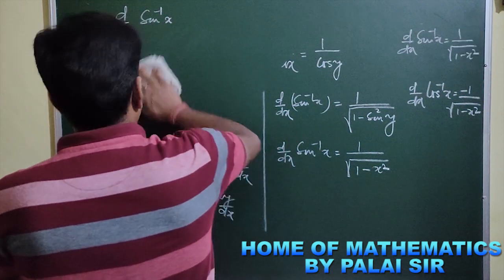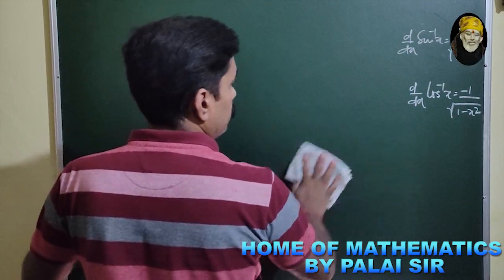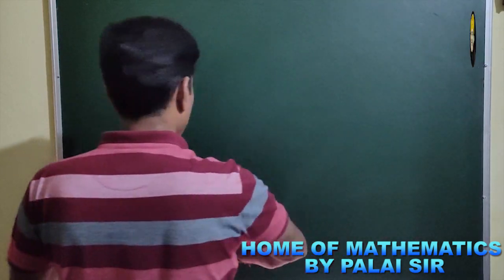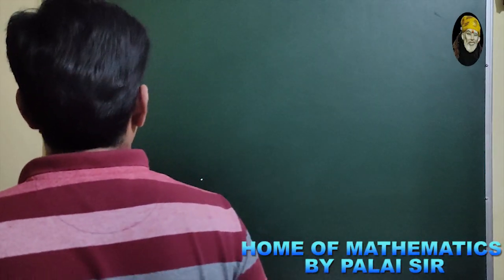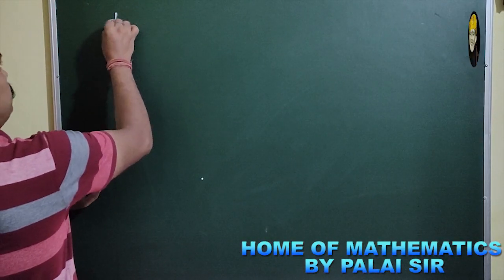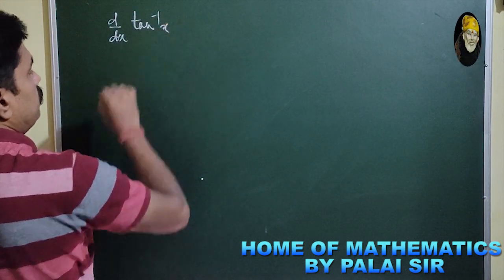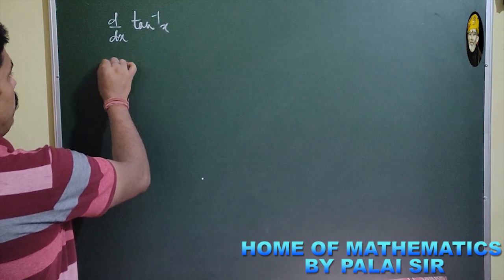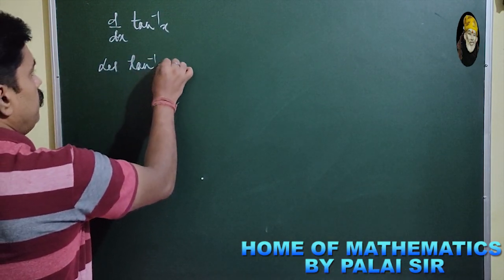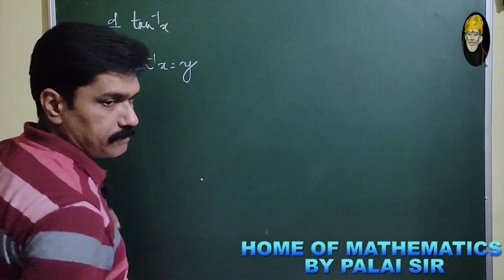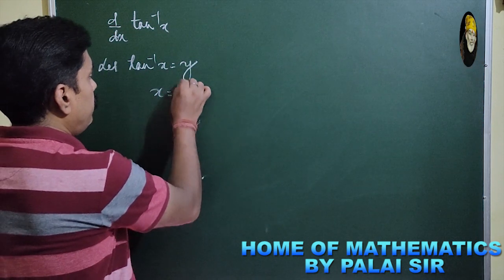So you are getting two formulas here. Then, suppose you are going to find out the derivative of tan inverse x. So here dy/dx of tan inverse x, this thing you have to find out. Here you take let tan inverse x equal to y. Then what is the value of x now? The value of x will be tan y.